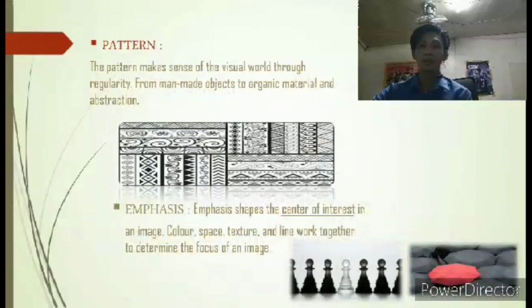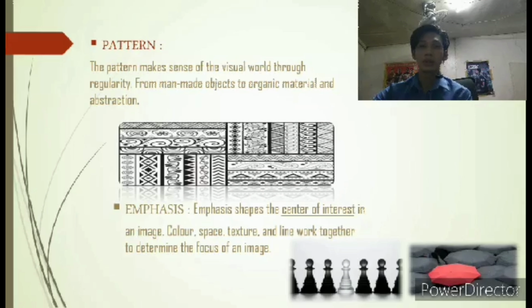Next is pattern. Pattern is the repeating of an object or symbol all over the work of art. Repetition works with patterns to make the work of art seem active. The repetition of elements of design creates unity within the work of art.